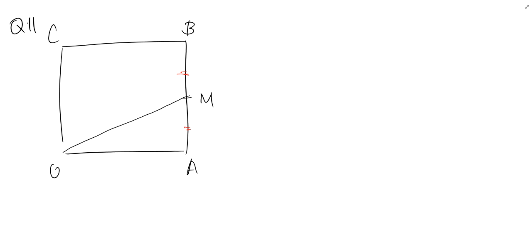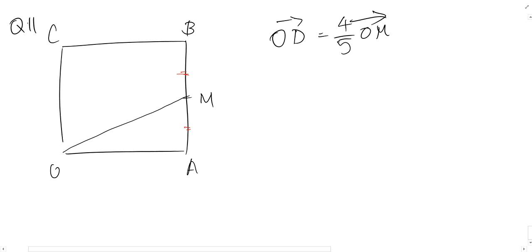Okay, right now, if OD is 4/5 of OM, then what can you tell me about OD and OM? The first thing that we can say. Come on. I'm repeating this a lot of times because it always comes out. OD and OM. So what can you tell me about these two vectors?